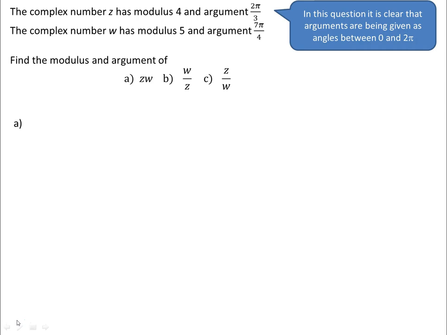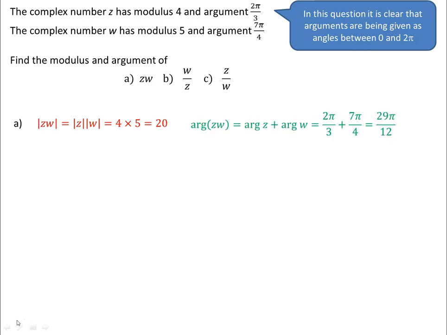So starting off with z times w then, the modulus of zw we know is the same thing as the modulus of z times the modulus of w, so that's simply 4 times 5, which is 20. The argument of z times w is the argument of z plus the argument of w, which is 2 pi by 3 plus 7 pi by 4, which comes out to be 29 pi by 12.